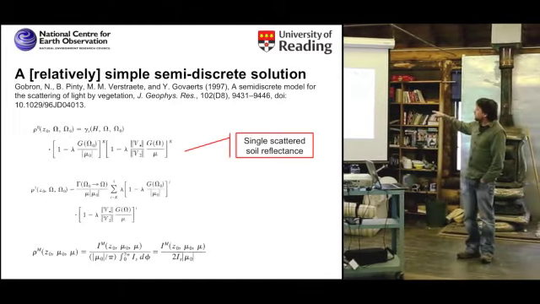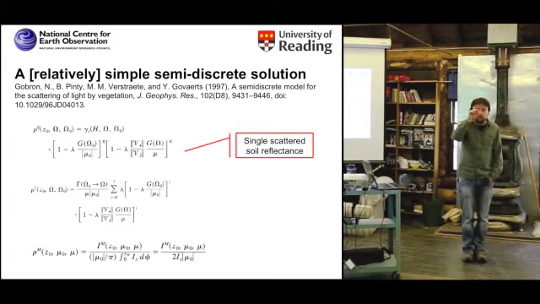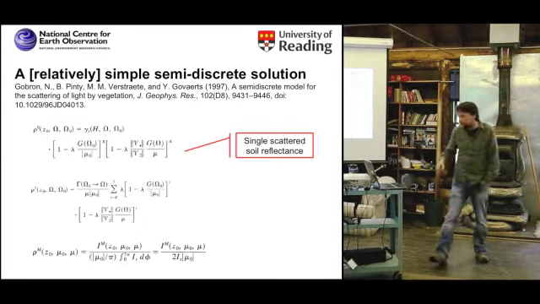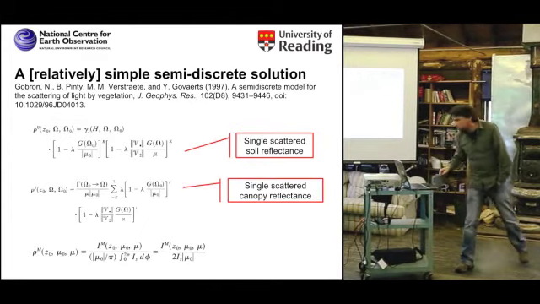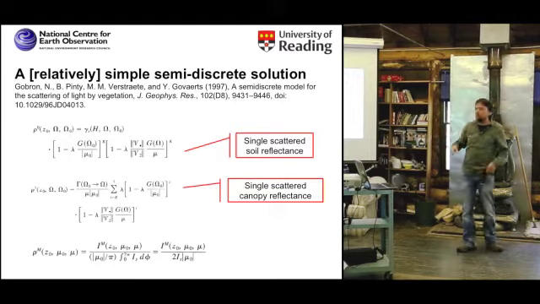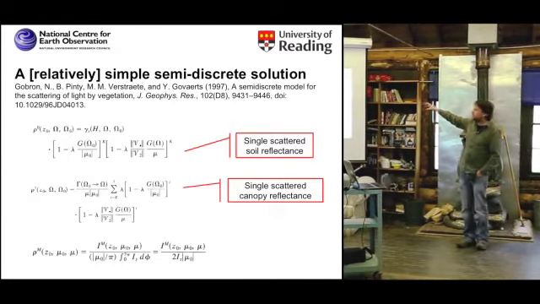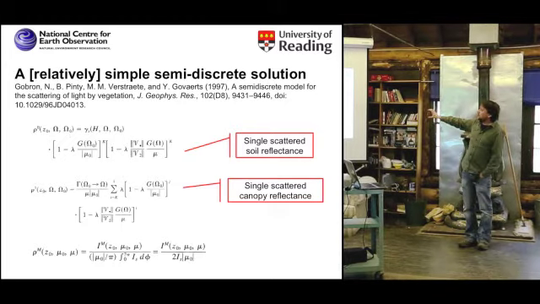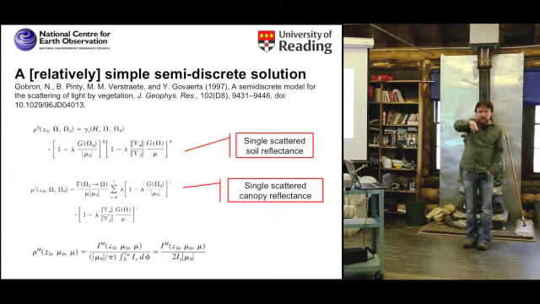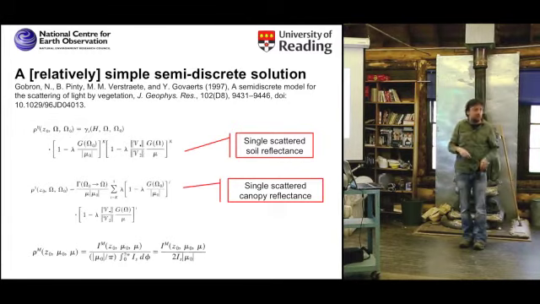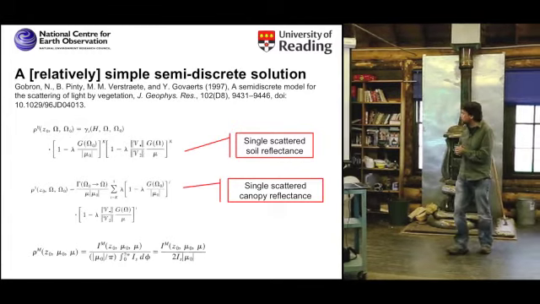That first term is the single scattered soil reflectance, so photons that just go straight through the canopy, don't interact with any leaves, bounce off the soil, straight back through the canopy. So that one's obviously more important when you've got a thinner canopy, yeah? So fewer leaves, that term becomes dominant. The next term is the single scattered canopy reflectance, so things which just hit a leaf and bounce straight back out. So this becomes important as you get a stronger canopy.